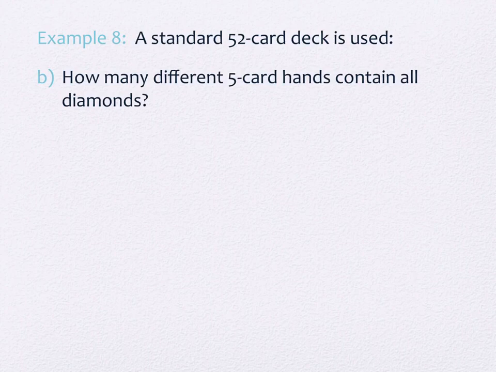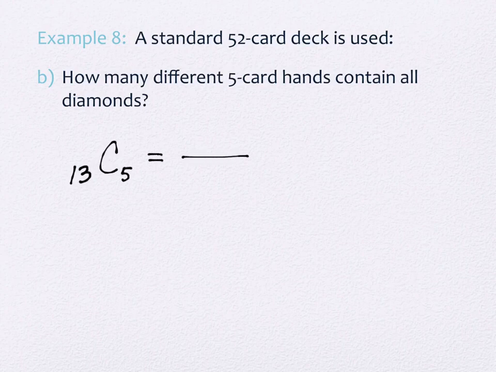Okay. So I still want to choose 5 cards, but I want them to be all diamonds. Do you remember from 9.1 or just from your knowledge of cards how many diamonds there are? 13. There are 13 of every suit. Order's not going to matter for the whole problem, so I still have a combination, and I'm still selecting 5 cards.